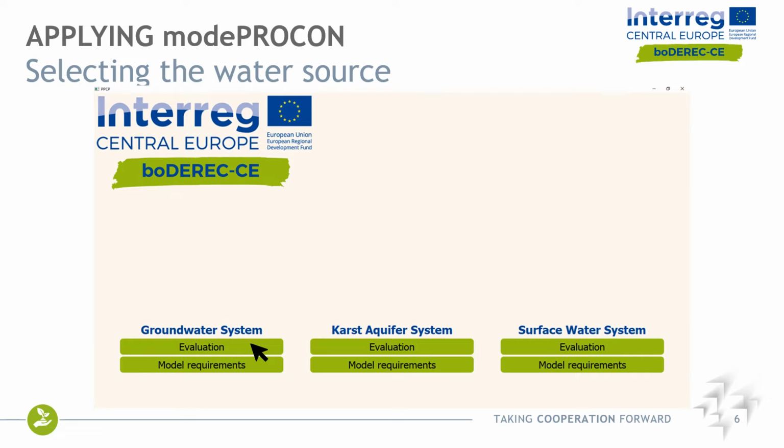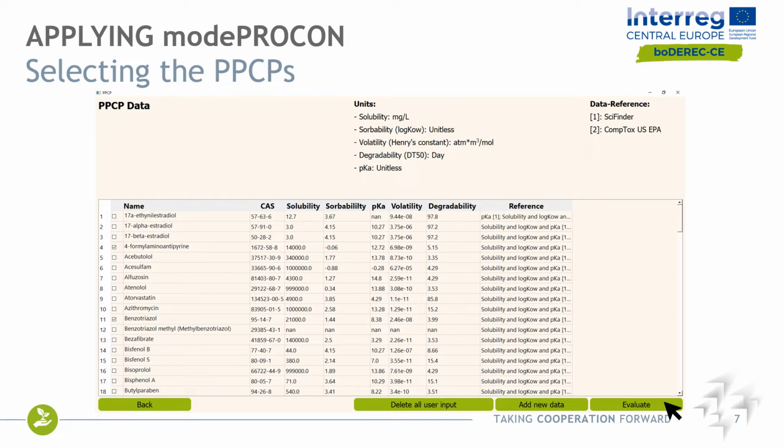So here we go. Let's open modePROCON. First, you have to select the water source. For this case, please click on Evaluation below the groundwater system on the left. Now you can select the PPCPs we're interested in. Please tick 4-phenylamino antipyrine, benzotriazole, diatrizoate, iohexol, and iomeprol next to their names. Then click on Evaluation.